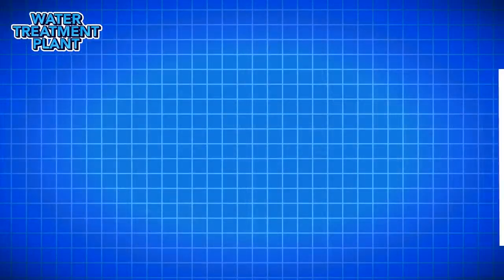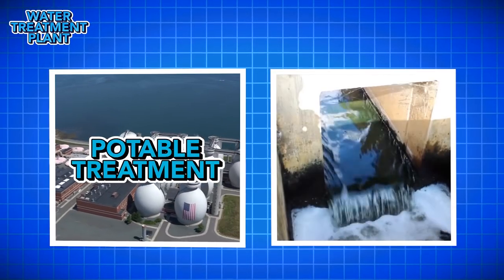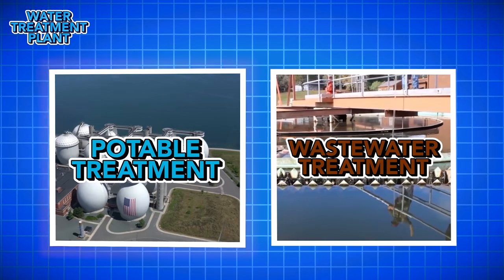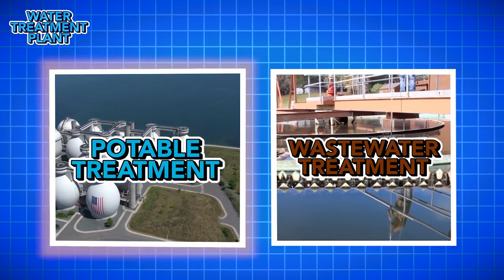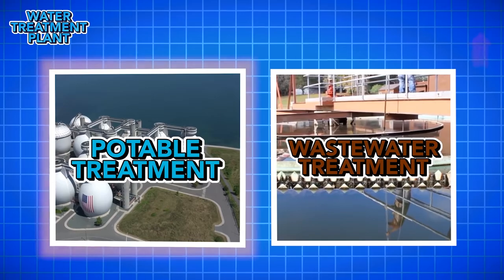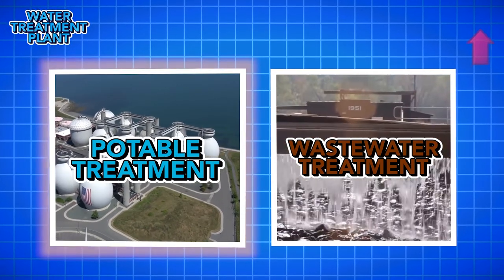There are two main types of water treatment plants: drinking water or wastewater plants. We'll be focusing in on drinking water plants here, but if you'd like to learn about how wastewater is treated, you can watch the video linked in the upper right here.